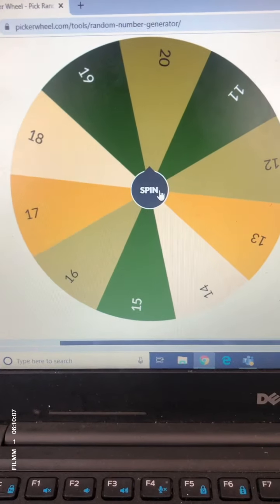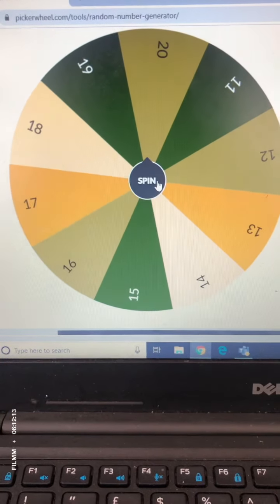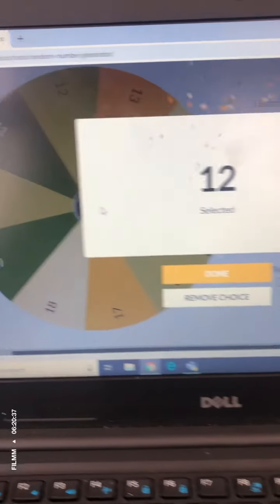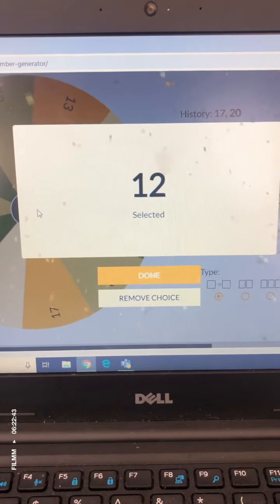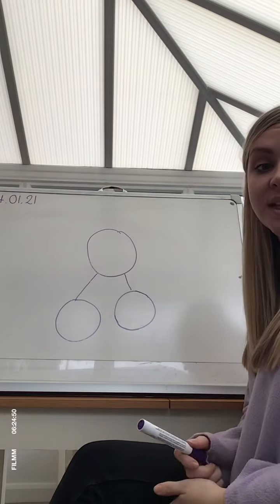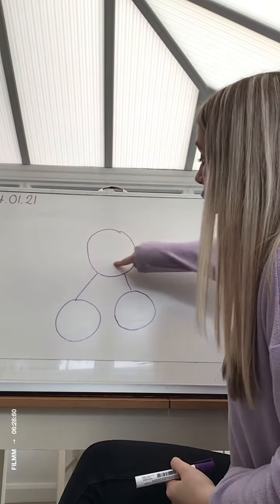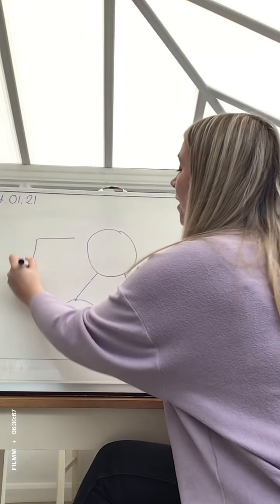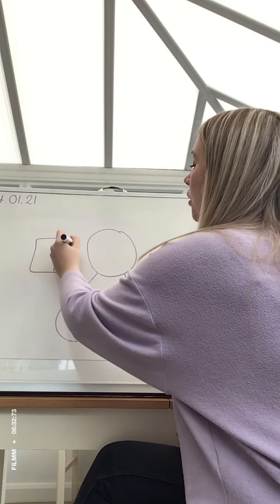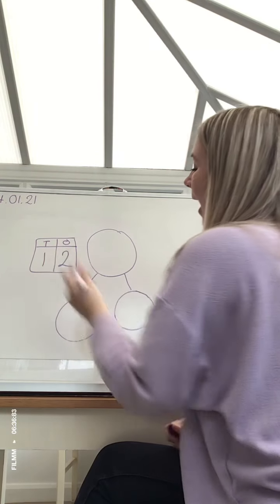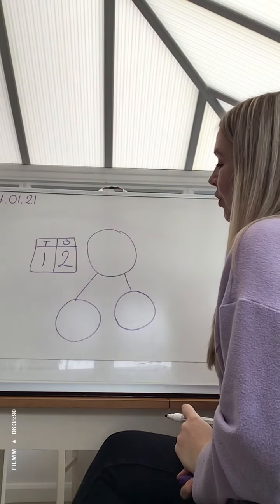Okay, I'm going to spin the wheel to identify which 2-digit number I'm going to partition. Off we go. So the number that the wheel identified was the number 12. I need to represent this pictorially in my whole. So first, I'm going to use my place value chart to record the number 12. And now I'm going to represent it pictorially.